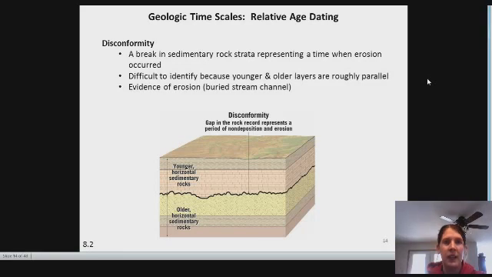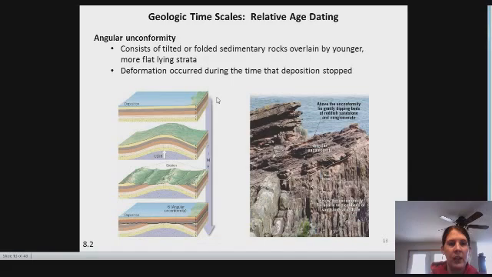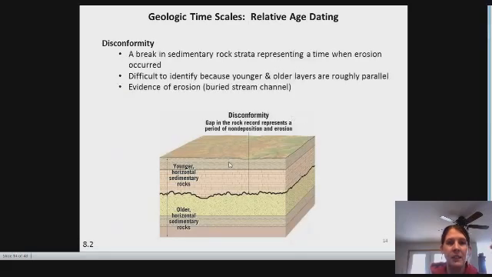A disconformity is a break in the strata representing a time when erosion occurred. This is more difficult to identify because younger and older layers are roughly parallel. Typically, you have evidence of erosion, such as a buried stream channel. So angular unconformity is typically categorized because the driving deformation process, the uplift, is what encourages that erosion and that boundary of lost time. Disconformities are typically still horizontal beds that have a lost time, typically due to stream channels. You don't have that uplift giving you that change in angle of those depositional beds that really make it obvious that there was something that happened there that is no longer stored in the rock record.